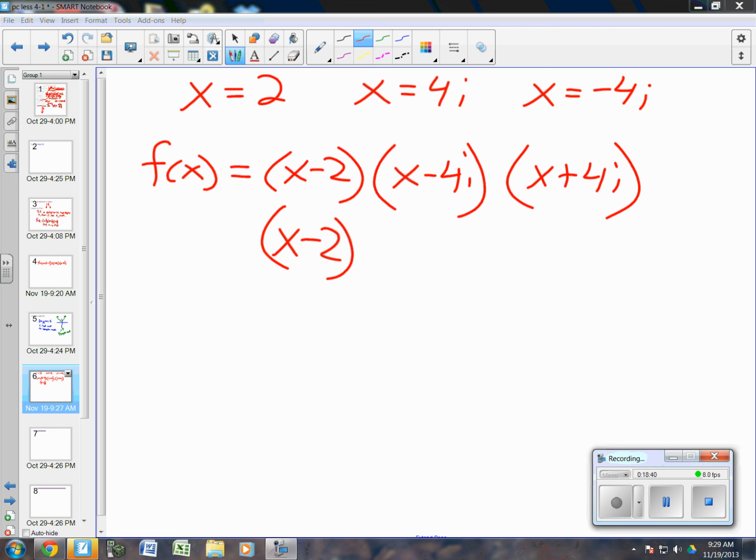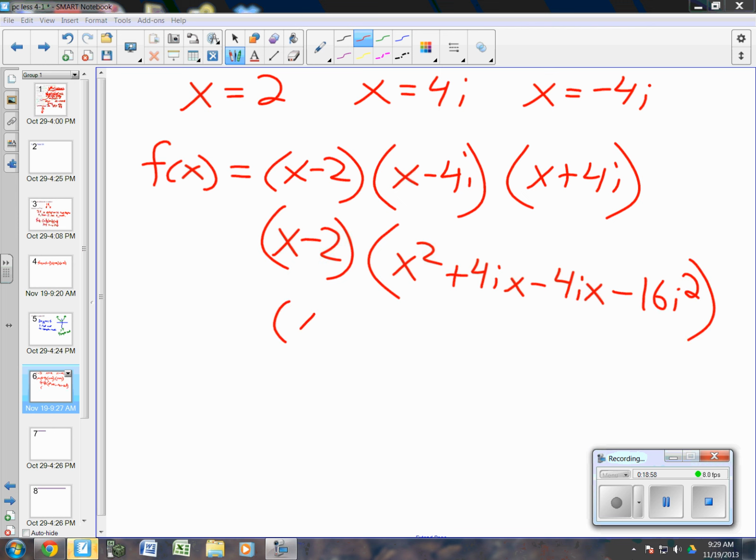So let me just show you right here. x times x is x squared. x times 4i is 4ix. Negative 4i times x is a negative 4ix. And negative 4i times positive 4i is a negative 16i squared. Now look at this. I want you to see. When you add 4ix and negative 4ix, what do you get? 0. These 2 middle ones add up to 0. Here's an even cooler thing. See this? Negative 16i squared.